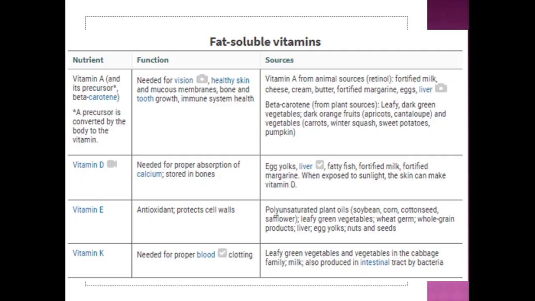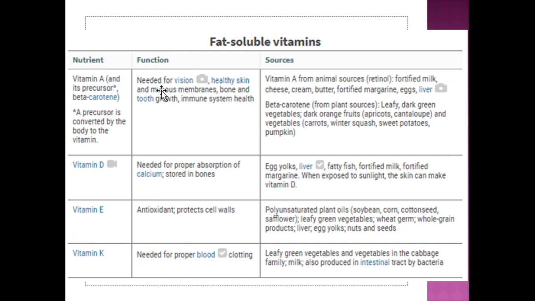Okay, lastly, this table is very important for us to know because this is a summary of the fat-soluble vitamins covered in part 1 and part 2 of this chapter. Okay, nutrient refers to the type of fat-soluble vitamin: A, D, E, K. So this second column refers to function. So each vitamin has a different function.